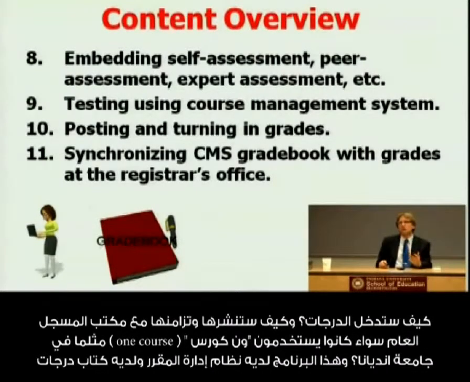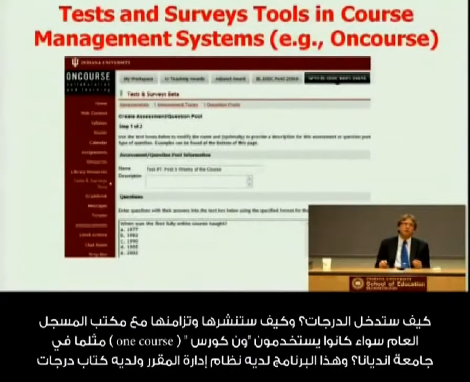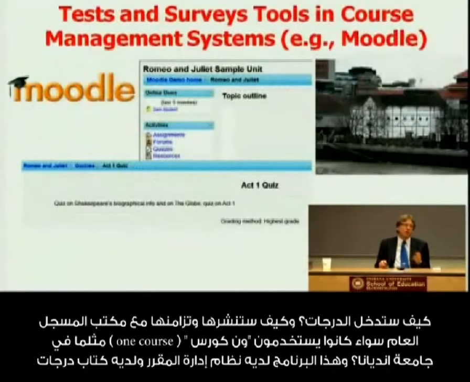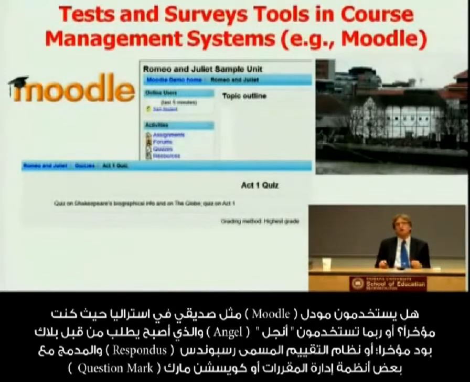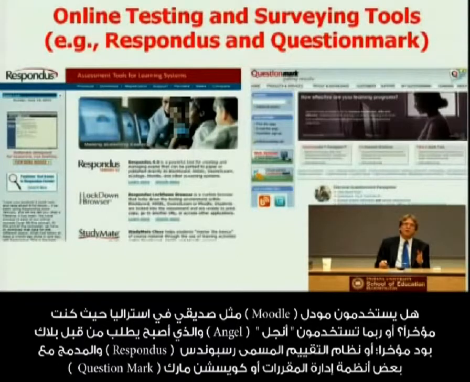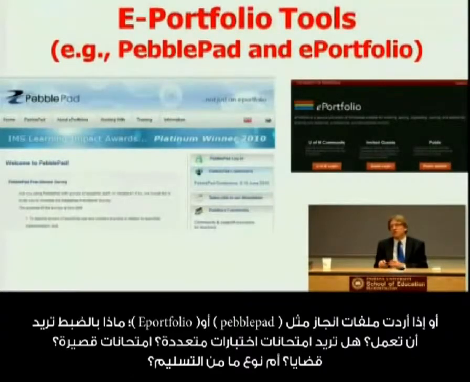How you might turn in the grades, post the grades, and synchronize it with the registrar's office, whether you're using OnCourse like here at Indiana University, the OnCourse course management system and gradebook, or you might be using Moodle, as my friends in Australia, where I recently was for the Moodle Moot Conference, are fully ahead and using under Martin's leadership there, the Moodle man. Or you might be using Angel, recently acquired by Blackboard, or Respondus assessment system embedded in some of the course management systems, or Question Mark. Or if you want portfolios like PebblePad or ePortfolio, what is it that you're looking to do?